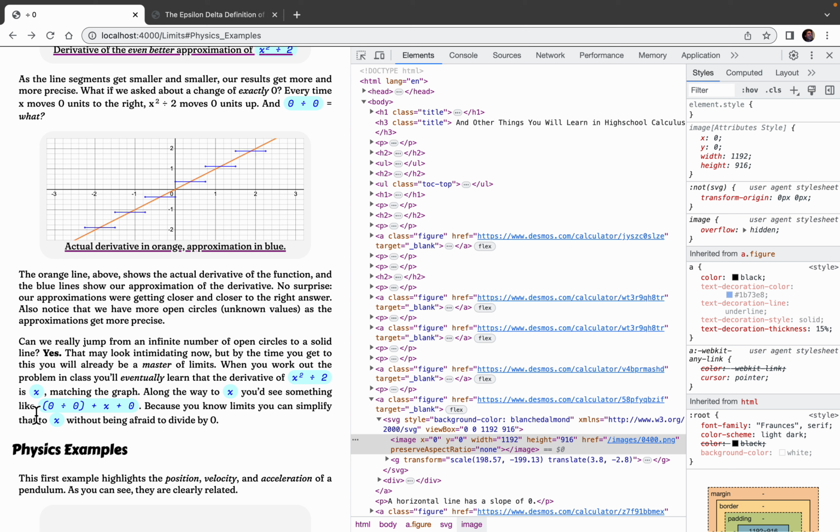Yes. That may look intimidating now, but by the time you get to this, you will already be a master of limits. When you work out the problem in class, you'll eventually learn that the derivative of x squared divided by 2 is x, matching the graph. Along the way to x, you'll see something like 0 divided by 0 plus x plus 0. Because you'll know limits, you can simplify that into x without being afraid to divide by 0.